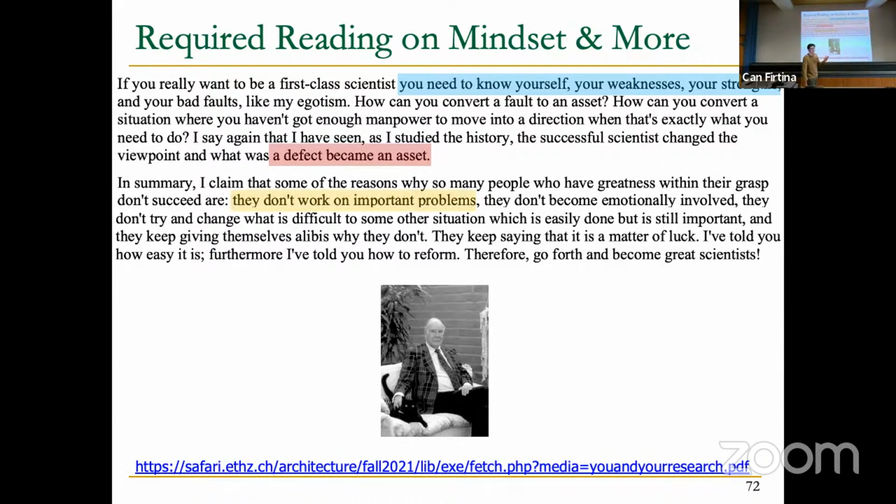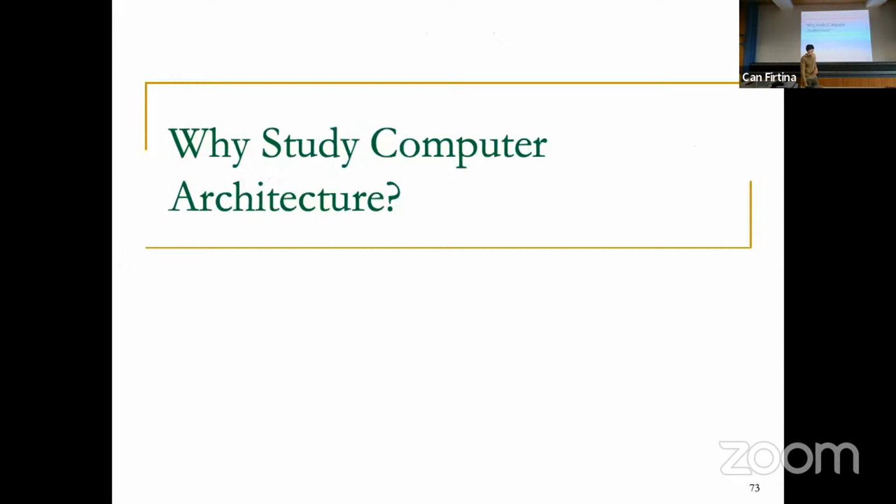There are some people that are not successful, he says, when doing research, either because they don't work on important problems, or because they don't become emotionally involved. That's, I would say, applicable to many other things in life as well. And they keep saying that it's a matter of luck, right? That's what losers always say. But yeah, get rid of those stale and bad ideas, go forth and become a great scientist.